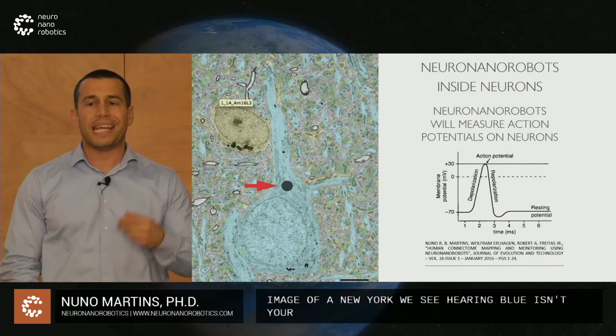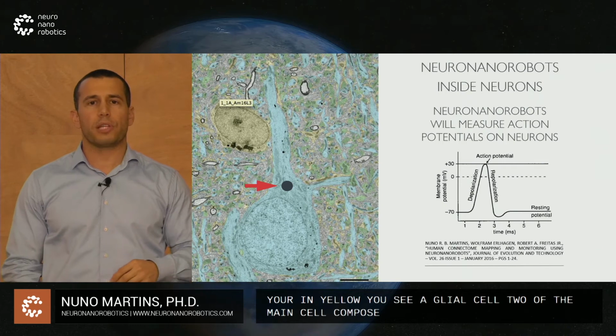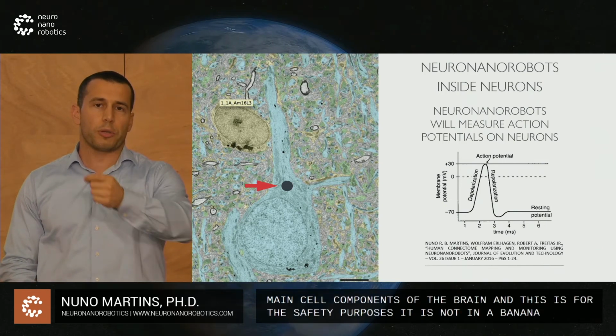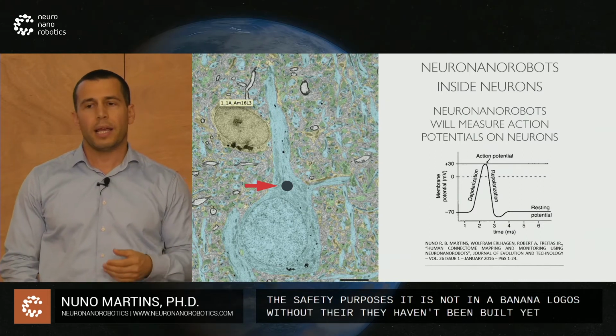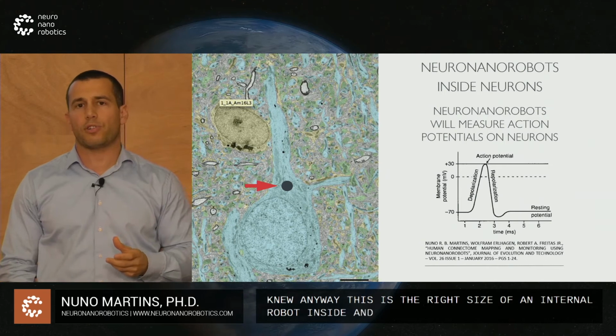And this is an electron microscopy image of a neuron. What you see here in blue is a neuron. In yellow, you see a glial cell, two of the main cell components of the brain. And this is for illustrative purposes. The Neuronanorobots were not there. They haven't been built yet. But in any way, this is the right size of a Neuronanorobot inside a neuron cell.